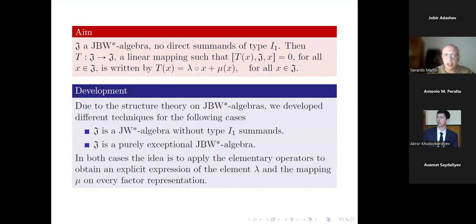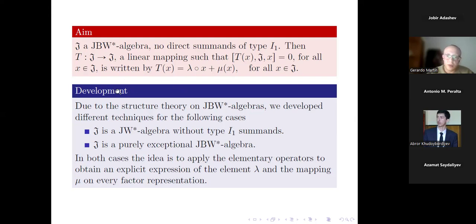For the first part, related with the associated linear maps, our aim is to prove that when we have a GB-star algebra with no direct summands of type I1, then if we consider a linear mapping T that preserves operator commutativity with its image, or equivalently, the associator of x and T(x) is equal to 0 for all x in J, then we can write T in the following way, where lambda is a central element and mu is a linear mapping from J to the center of J.